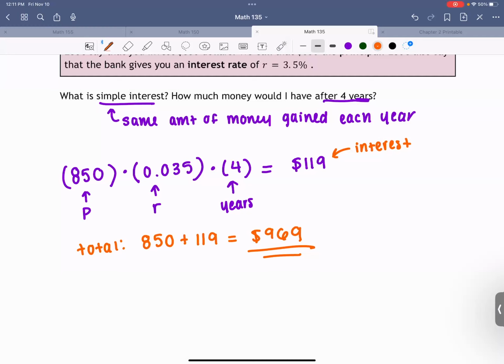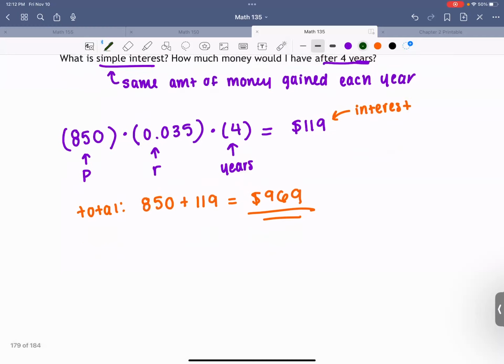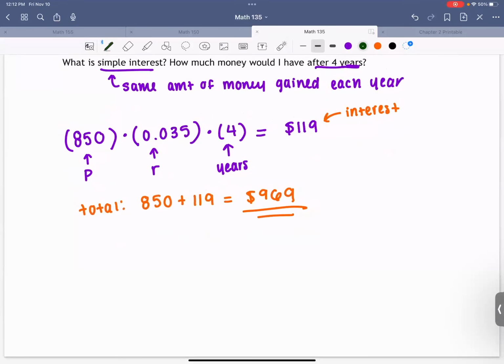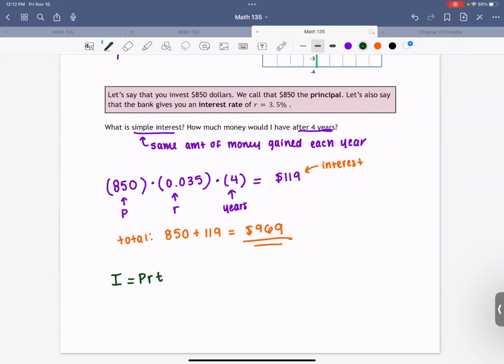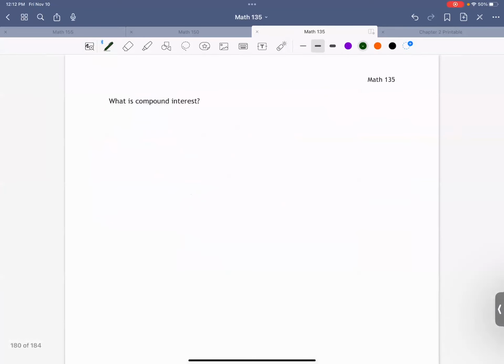Not very fun. Okay. So just to recap, when you're trying to find interest, there's a formula that we use for it. We usually say I equals PRT, where P is the principal, R is the rate, and instead of saying years, I'm just going to use T to represent the time. So if you ever see the simple interest formula, that's usually what you're given. Okay, let's go to the next page.